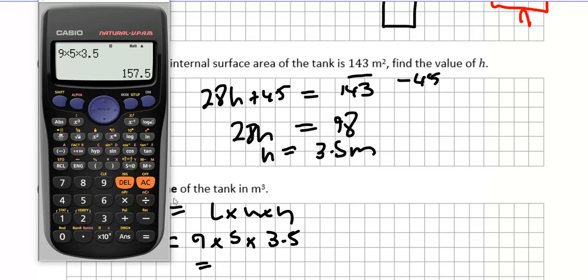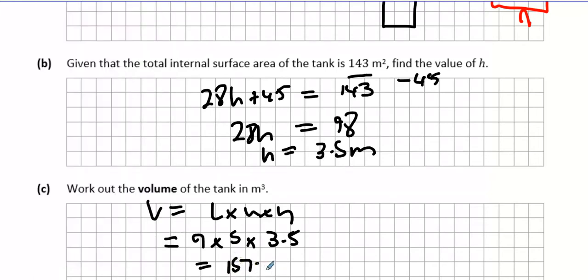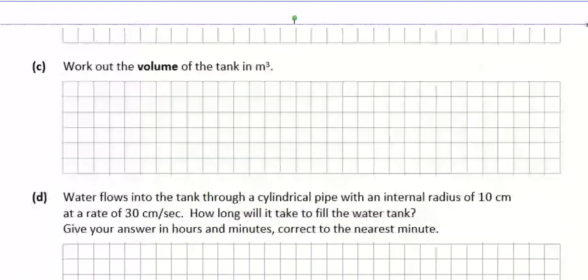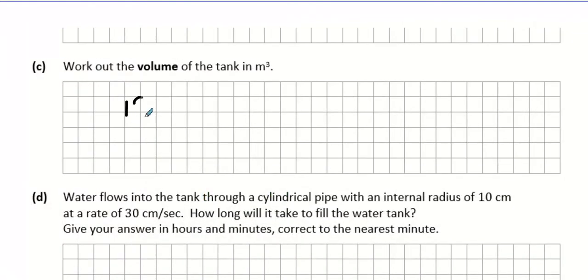Which is going to be 157.5 meters cubed. Okay. Parts, yeah, 157.5 meters cubed.